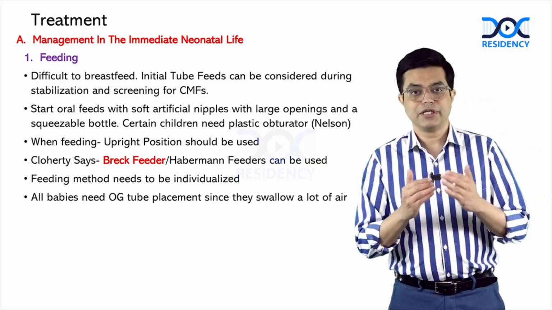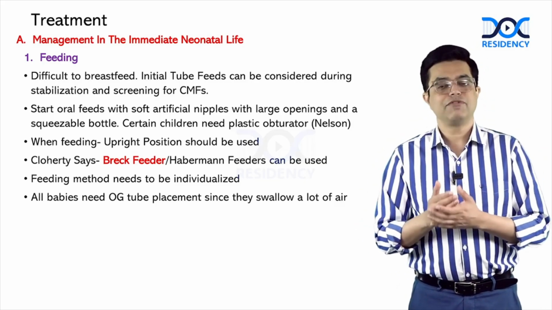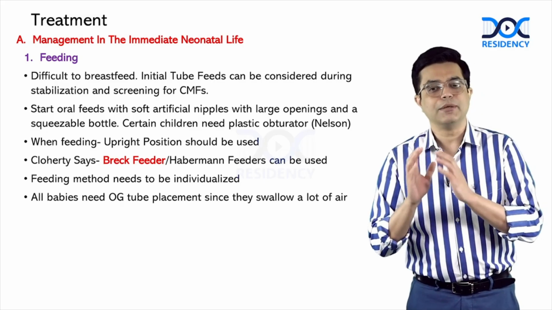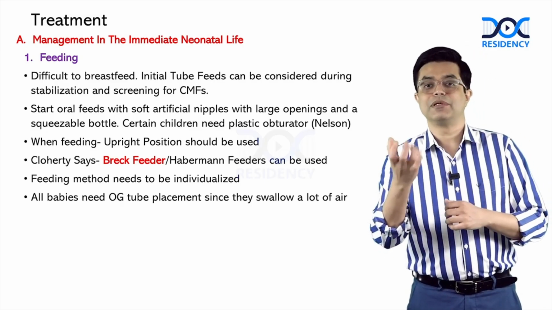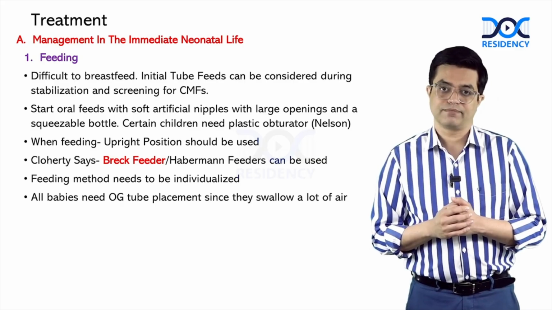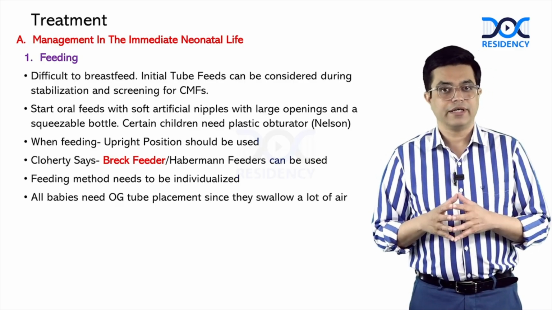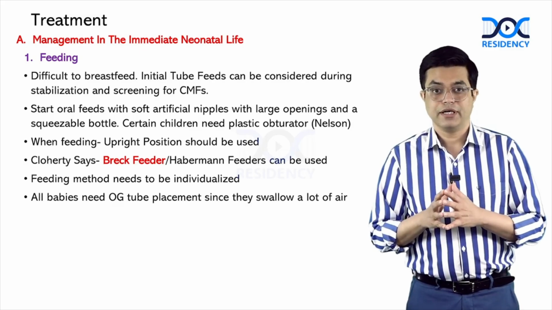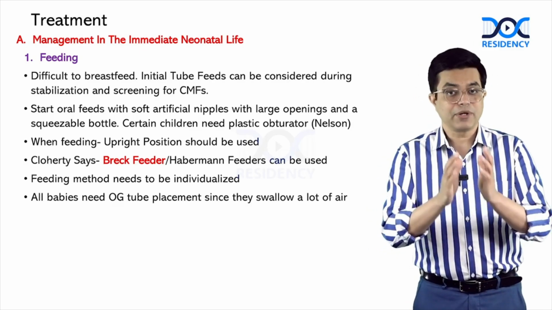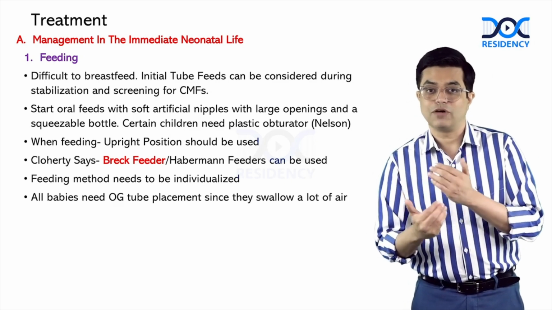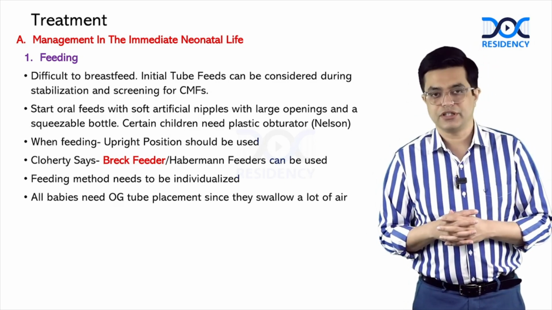Whenever you are feeding cleft lip patients with a bottle, they can be fed with soft artificial nipples which have a large opening, and a squeezable bottle is used. Certain children will need a plastic obturator in addition to the bottle feeding. And the guidelines very clearly say that when you are feeding a child, upright position should be preferred to avoid any aspiration or nasopharyngeal regurgitation in the child.